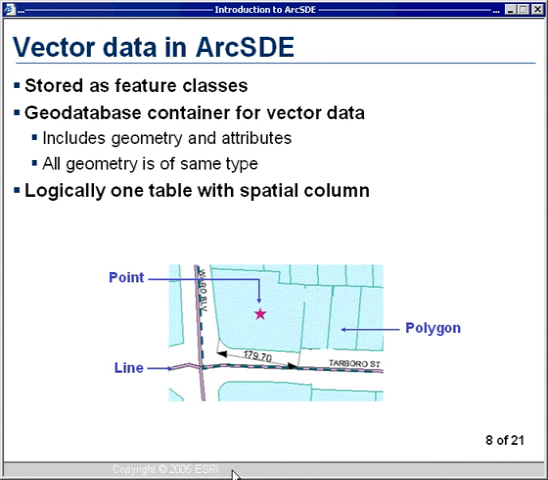ArcSDE stores the geometry, points, lines, polygons separately, but then I can bring them into a map and layer them over each other. So I've got a feature class here, let's say of these lines which are really streets, and I've got Tora Bora Street. Logically, to the end user, that's going to look like just one row in the database. And then every different feature is going to be another row in the database.